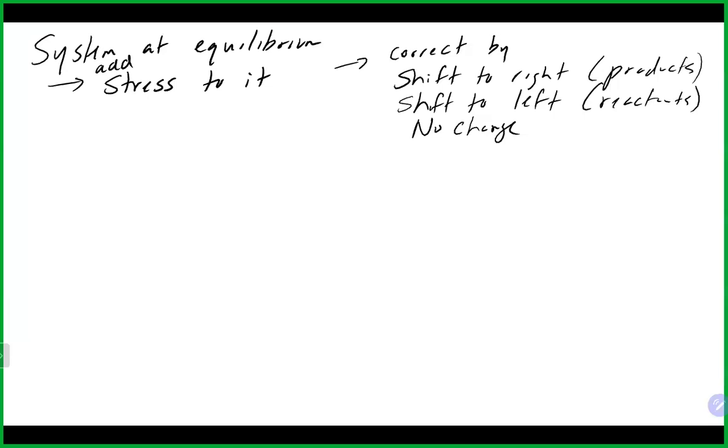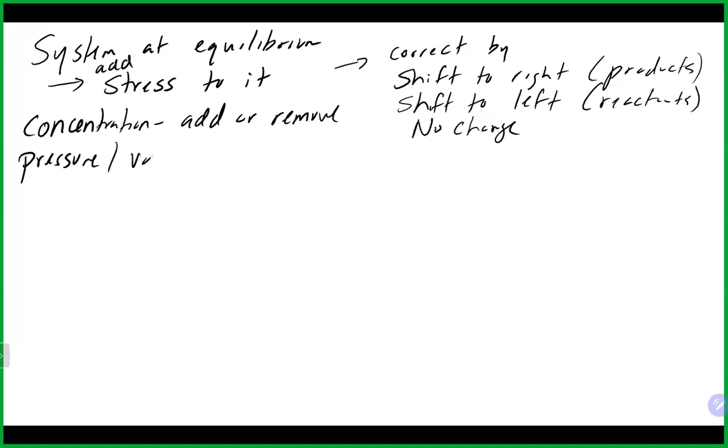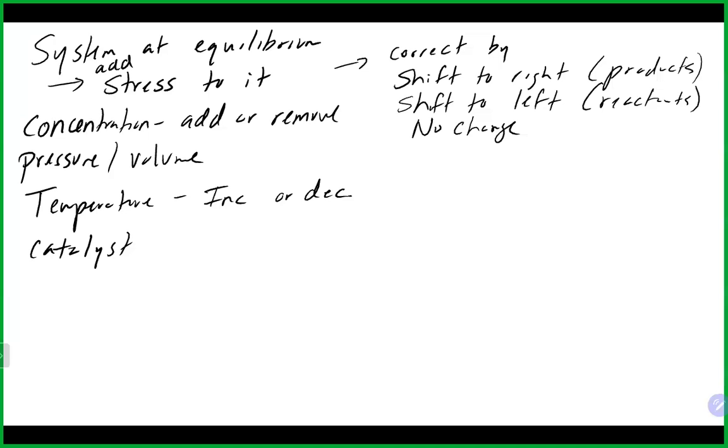So what are the stresses that you could do to a system that's at equilibrium? You could do something with concentration. You could either add or remove. You could do something with pressure or volume. You could do something with temperature, which is either increase it or decrease. Or you could add a catalyst to the situation. So these are some common stresses that you could do to a system that is at equilibrium. And depending on what you do to it as to what will happen.